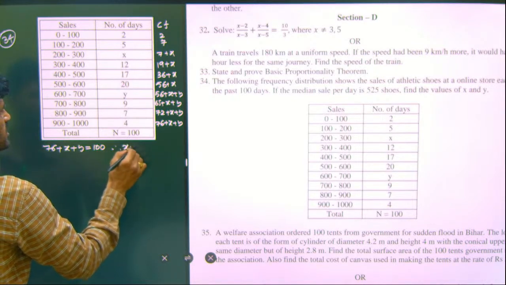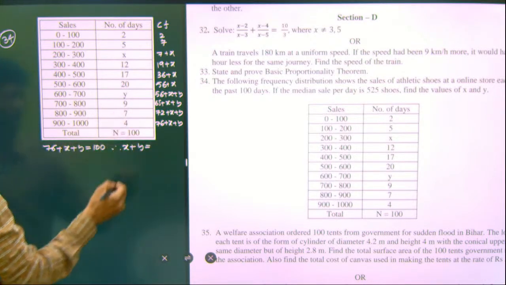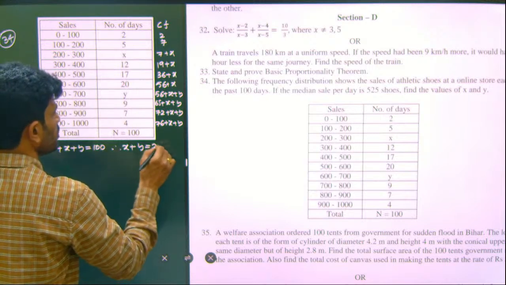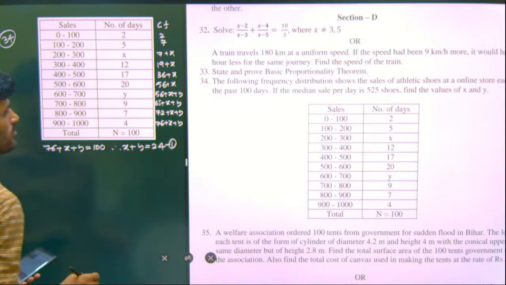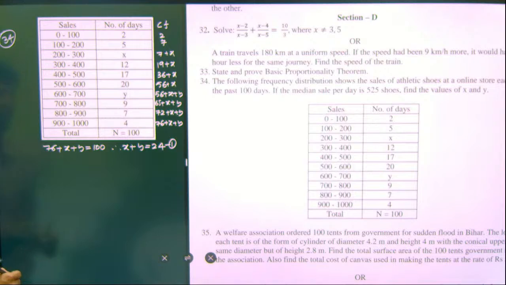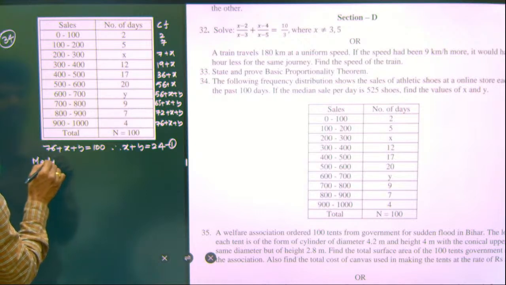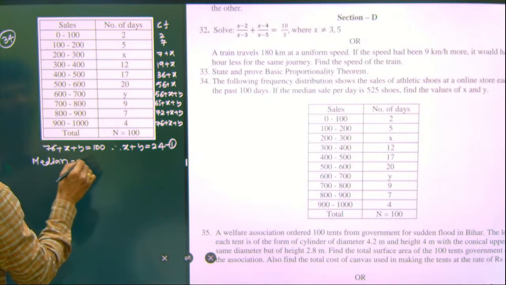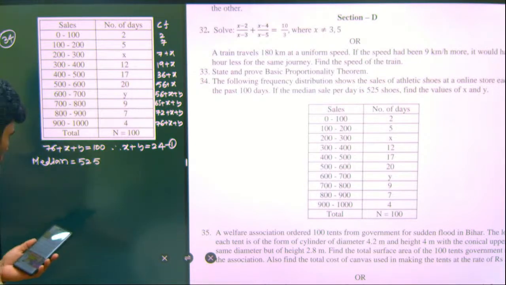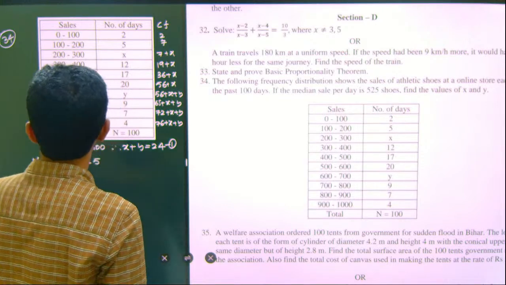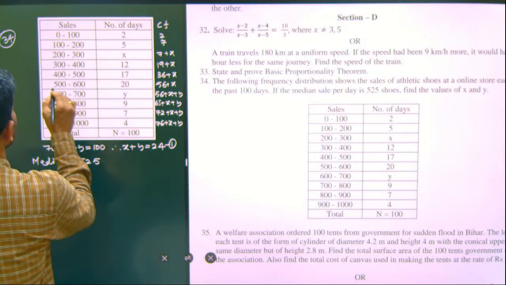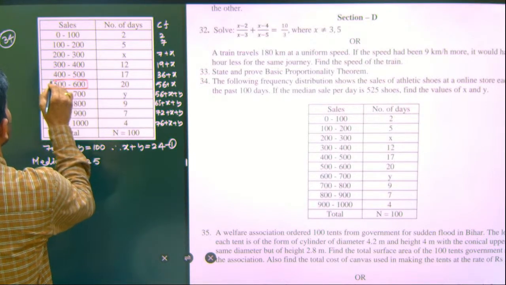Therefore, one equation is x plus y is equal to 100 minus 76, which is 24. Equation 1. Now to get another equation, we have to find the median, because they have given the median as 525. Then the median class will be 500 to 600.